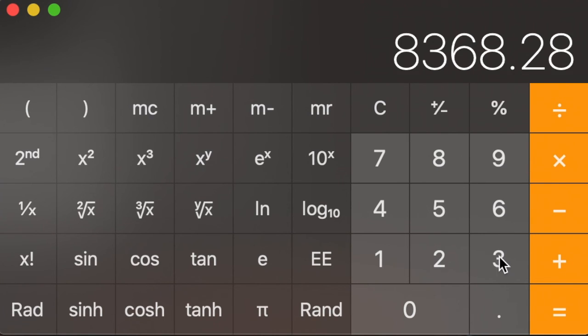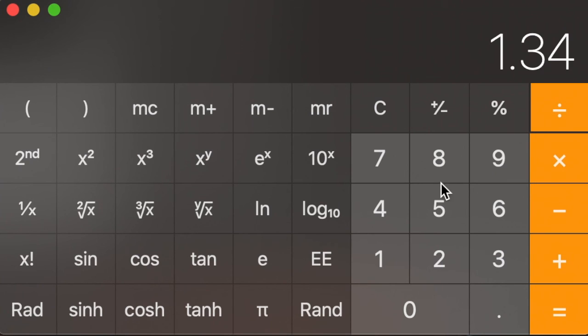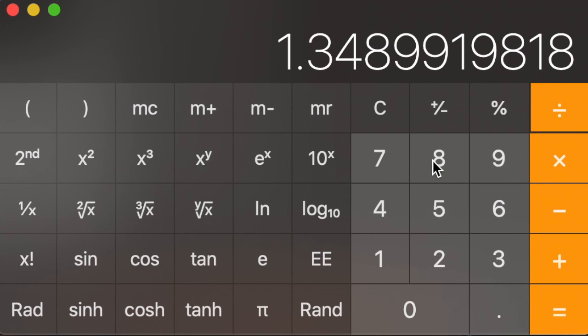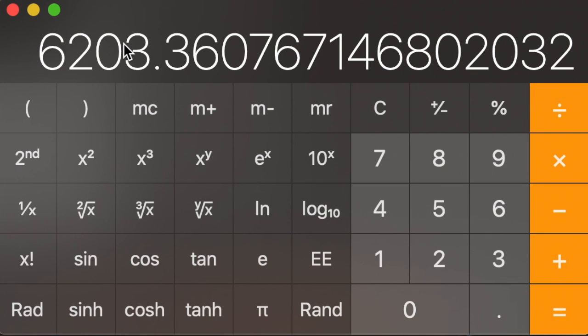So we've written those two numbers down, and we're just going to divide now. 8368.28 1393517621947 divided by 1.34899198180385, and hit enter, and we get our answer, $6,203.36, which is the same as what we got the other time.